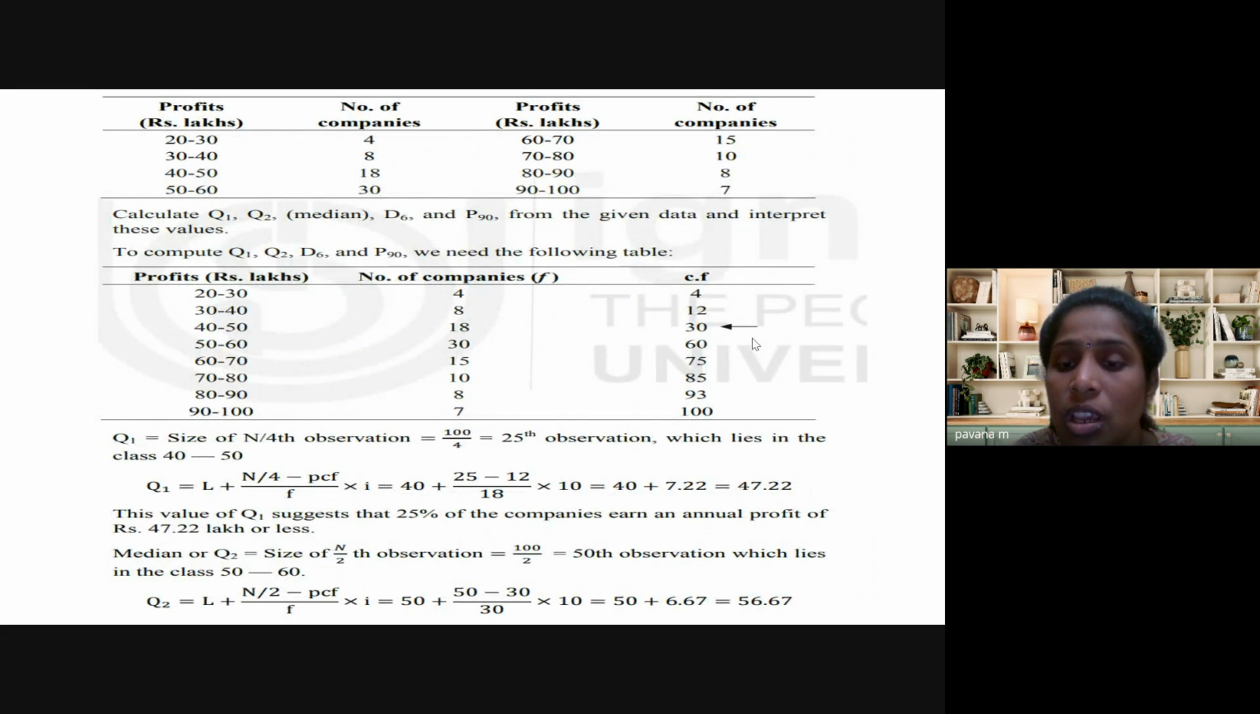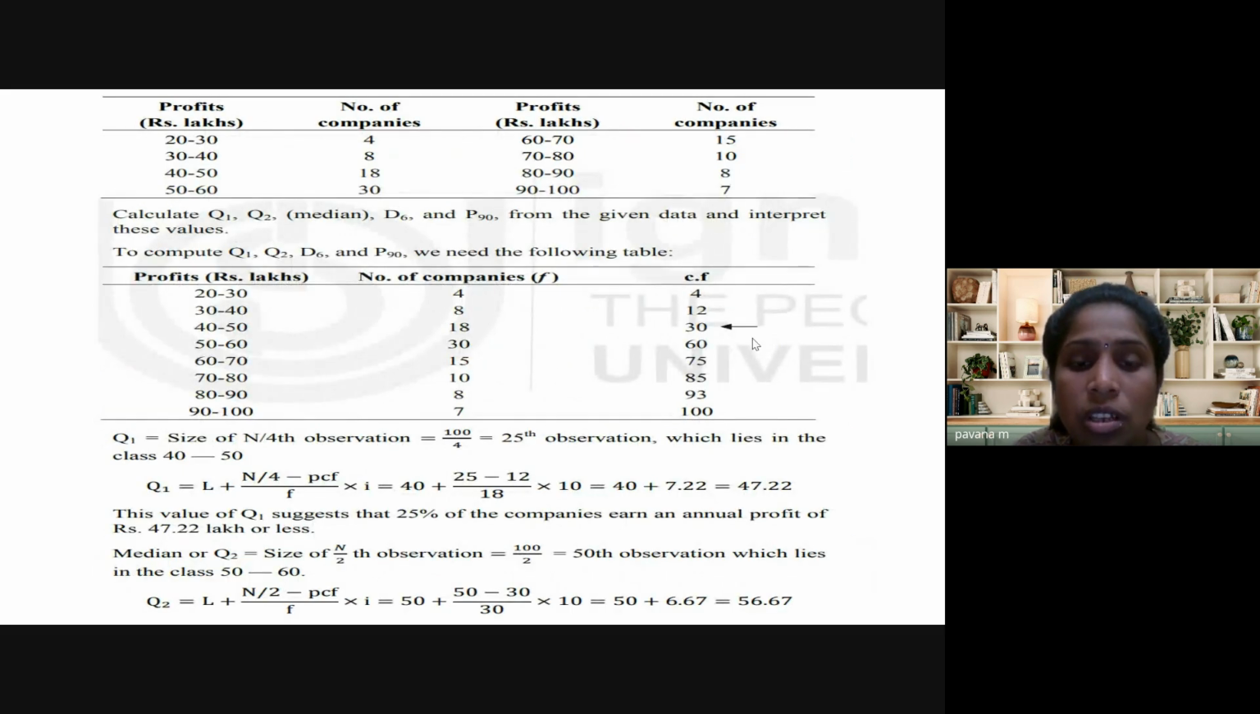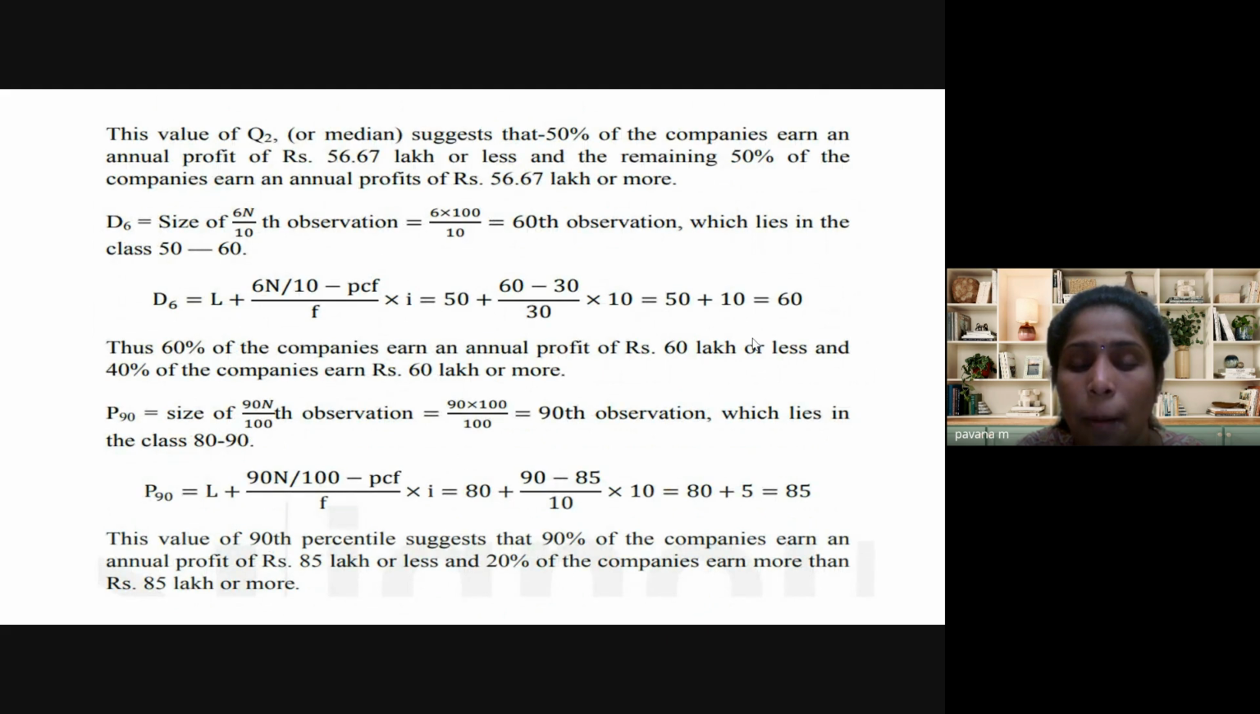the preceding cumulative frequency. Here we are considering 60 as the cumulative frequency for this particular problem. The preceding value is 30, so 30 is the preceding cumulative frequency. In the frequency table, across the 60 you have 30 as the frequency. So you are considering 30 by 30 into 10. So the value is 60. So D6 is equal to 60.